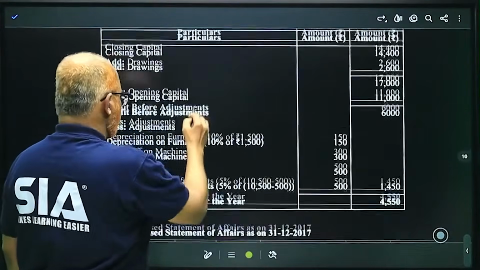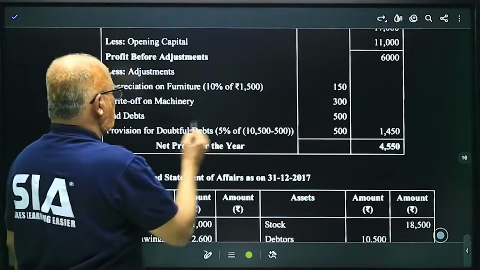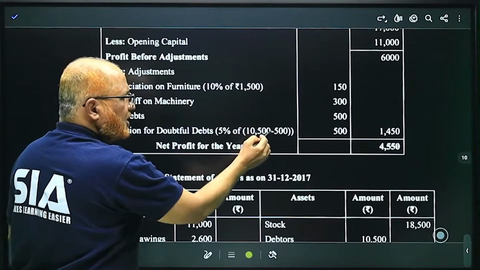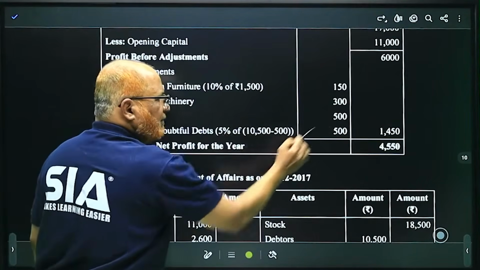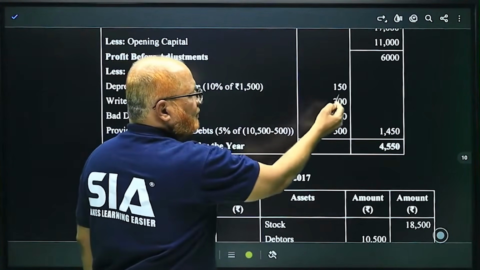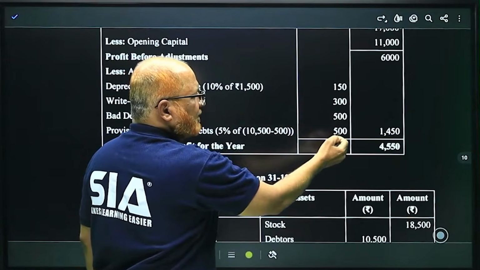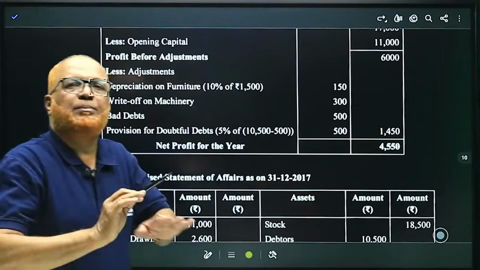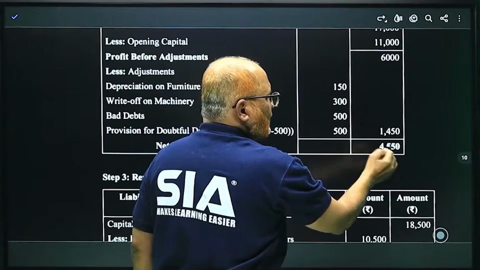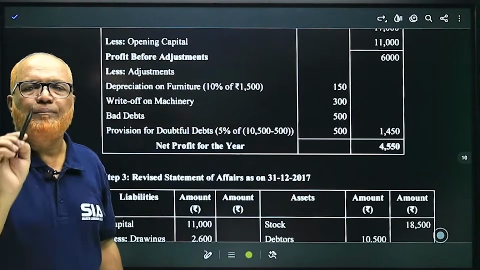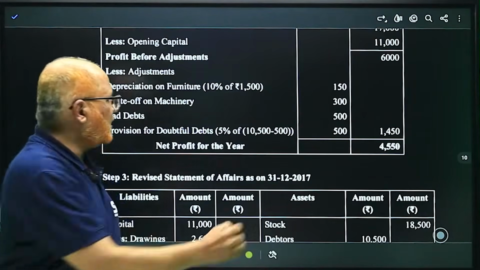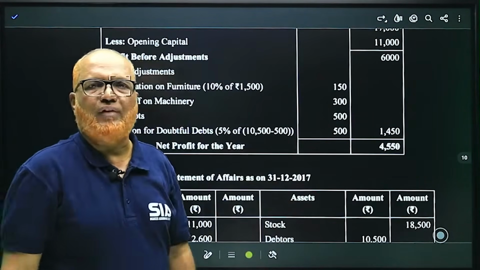So here bad debts are 500. So for the provision for doubtful debts, 10,500 minus 500 gives you 10,000. 5% of 10,000 is 500. These are the adjustments. Take the total: 150 plus 300 plus 500 plus 500, which is 1,450. Now subtract 1,450. So 6,000 minus 1,450 is 4,550. This is the profit of the year. Net profit earned during the year is 4,550.